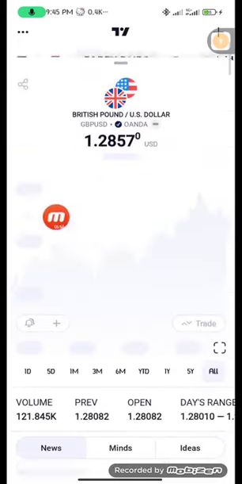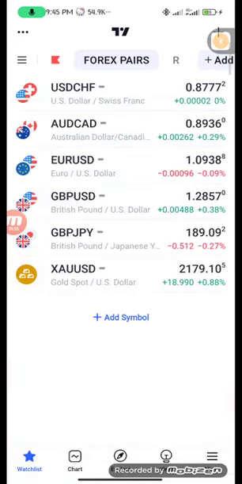Now, the quote currency is what they use in quoting the base currency. For example, if we want to buy 1 euro, it means that 1 euro is 1.0993 US dollars, if we are buying 1 euro at the current market price.